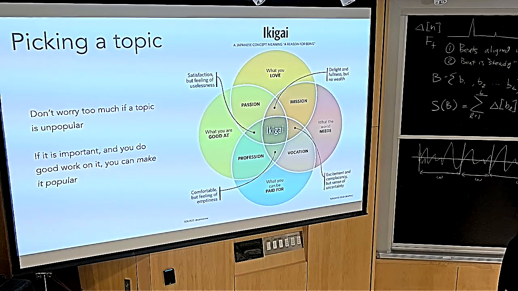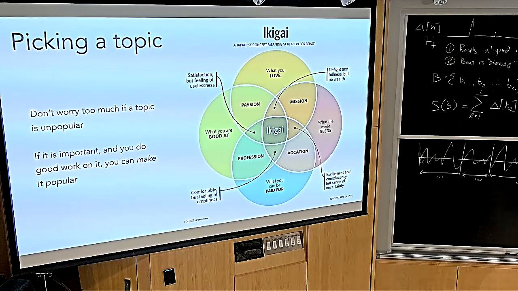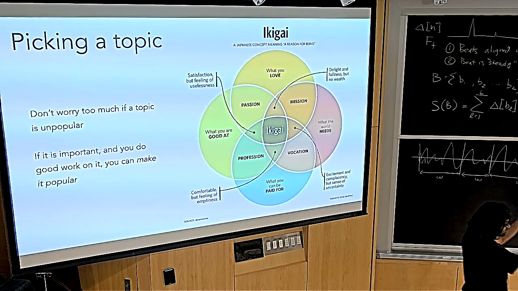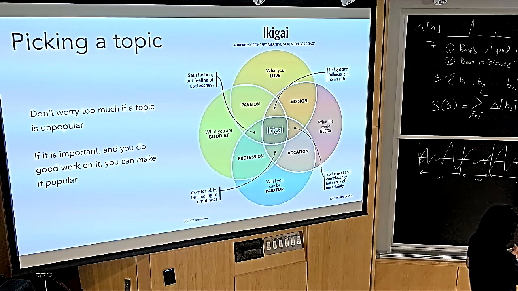If you're missing any one of these, you get into one of these weird states. So let's look at it. This one is like you have all three, but you don't love it. So you're comfortable, but there's a feeling of emptiness. That one is everything is good, like you can be paid for it, the world needs it, you love it, but you're not good at it. Then there's excitement, but a sense of uncertainty. It all makes sense. I think you want to do work that really lies in the intersection of all these circles.